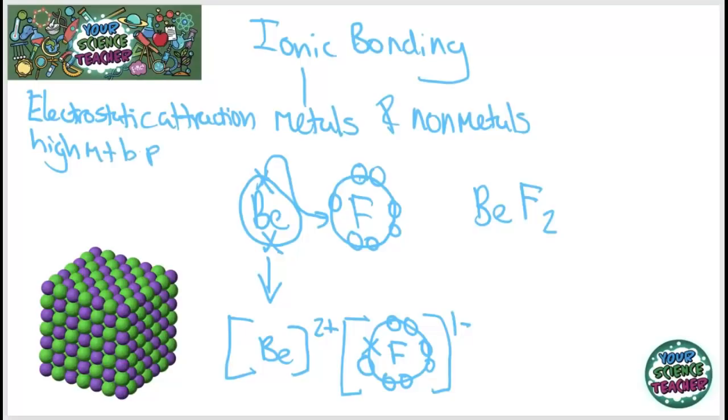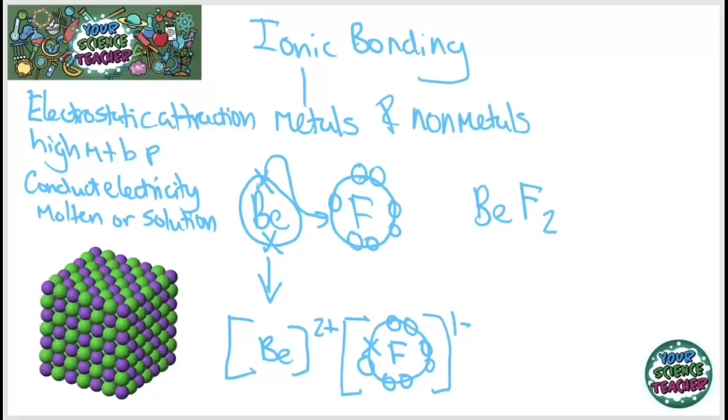As well as having high melting points and boiling points, a cool thing that ionic compounds can do is they can conduct electricity when molten or when in solution. The reason why they have to be molten or in solution is because ions need to be able to move around, and they can't move around when they're in their solid structure.